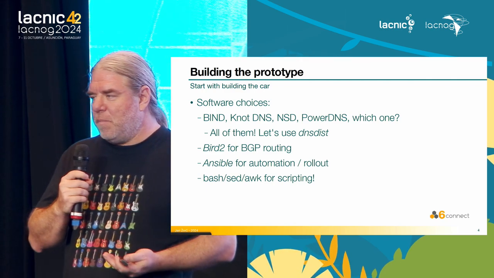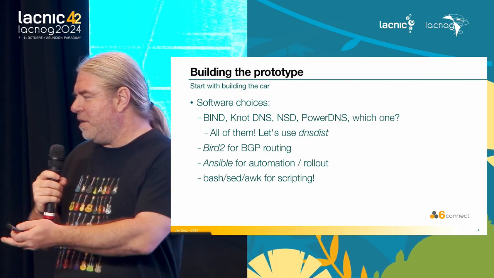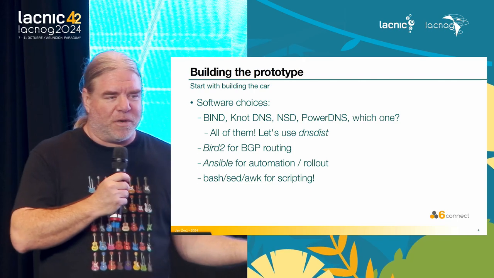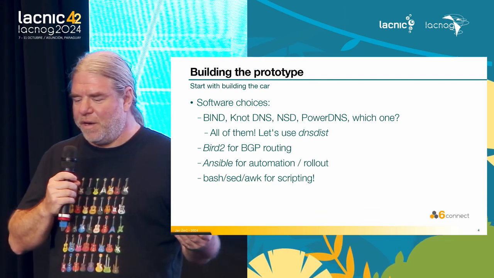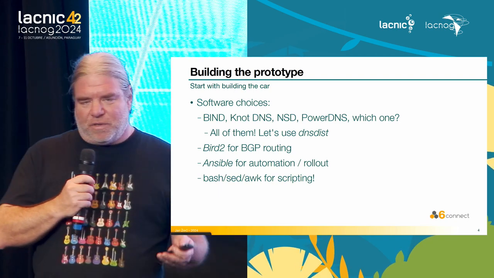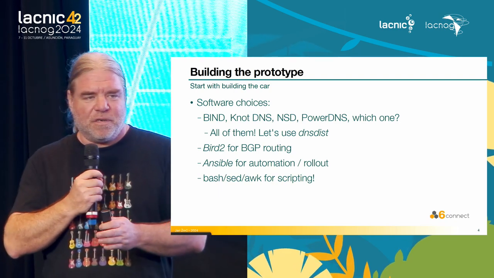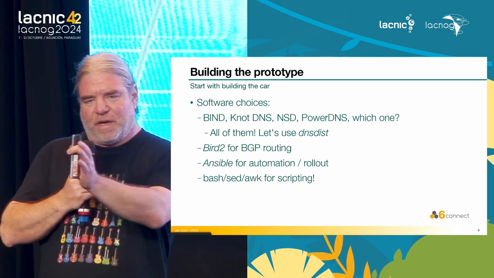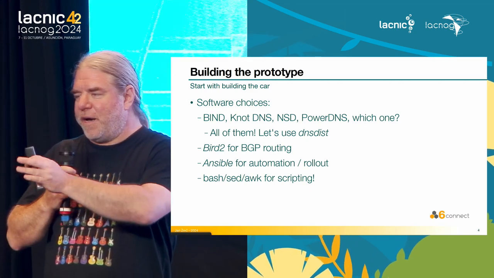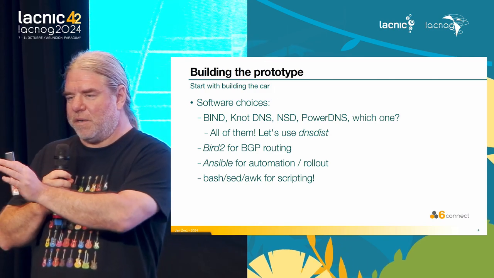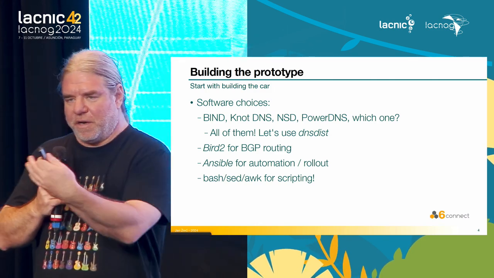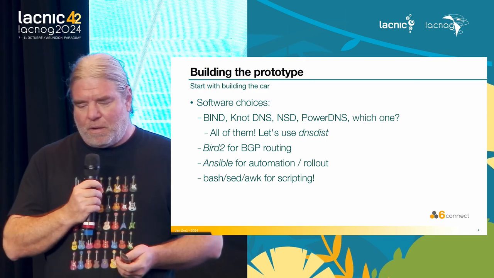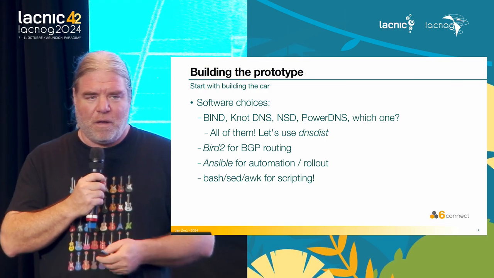Because if there is a bug in one of them, when you upgrade them and it fails, you don't want all your Anycast services to go down because you just have one vendor in your network. So we decided to use DNSDist. This is DNS distribution software that sits in front of all these DNS daemons and redirects the DNS queries to all of them. And it can detect if one DNS daemon in the backend is not responding, and then it stops sending queries to that DNS daemon.